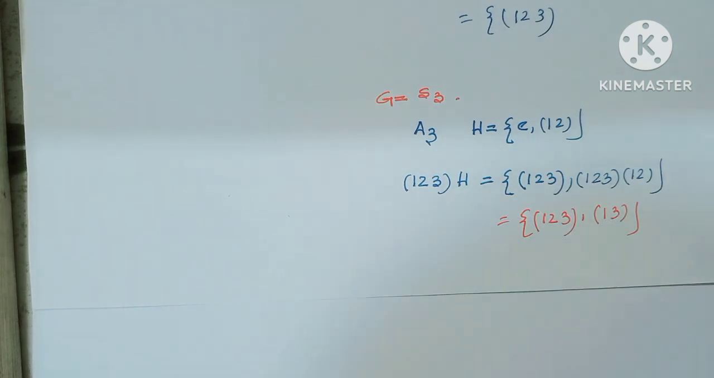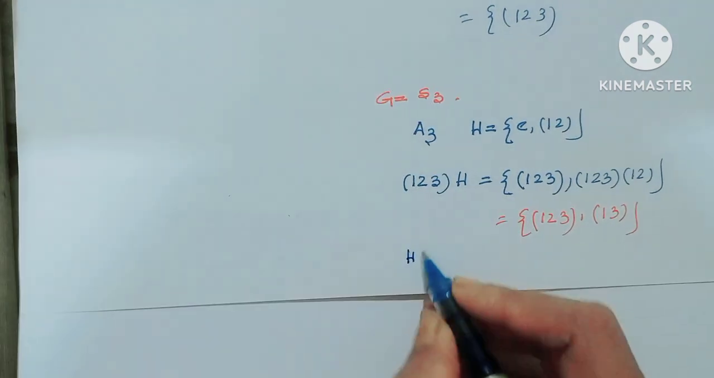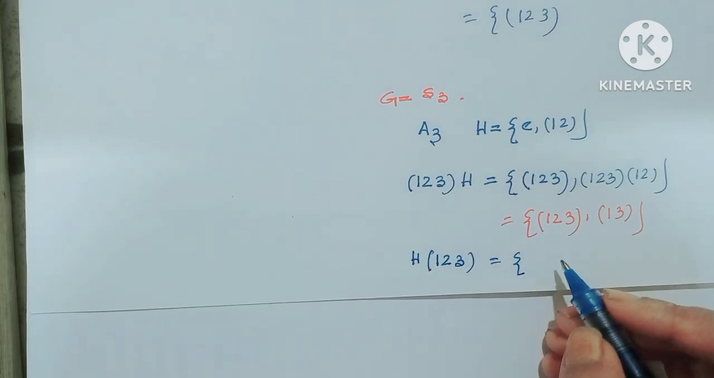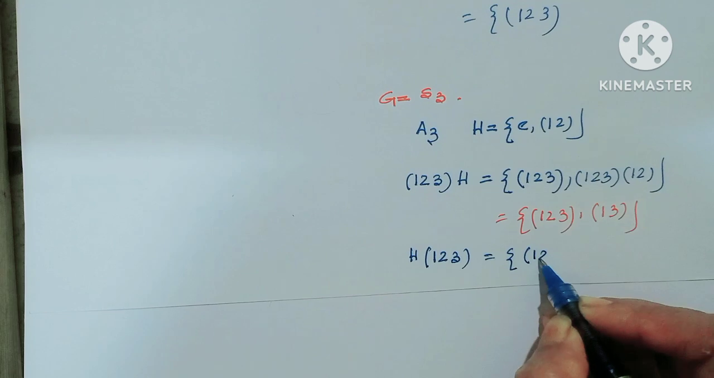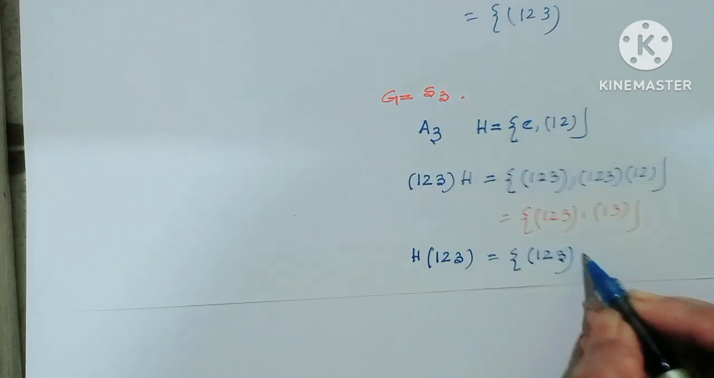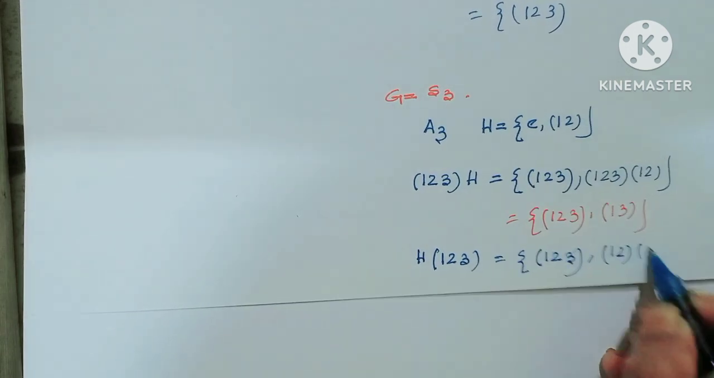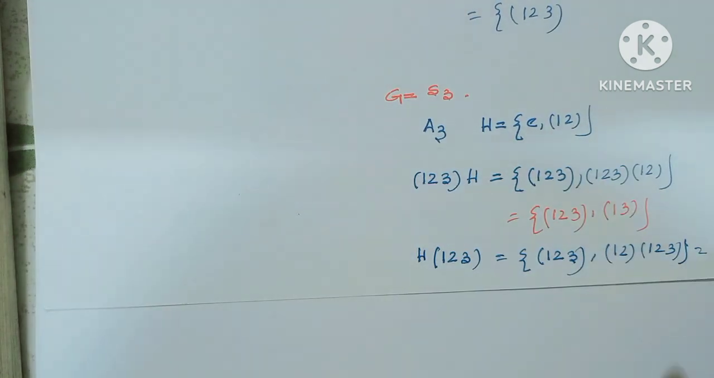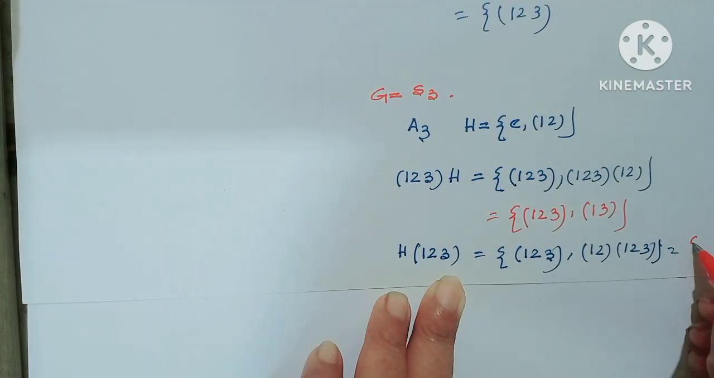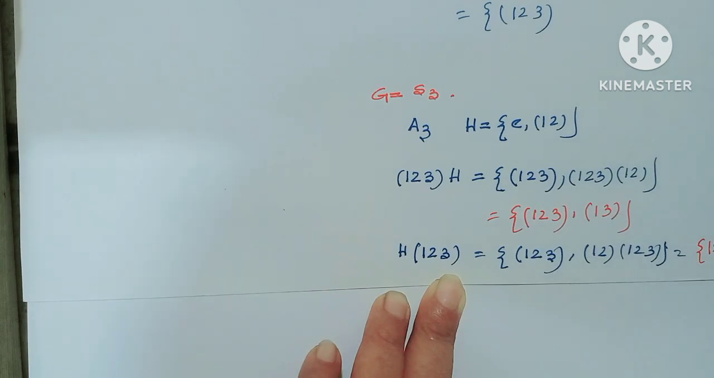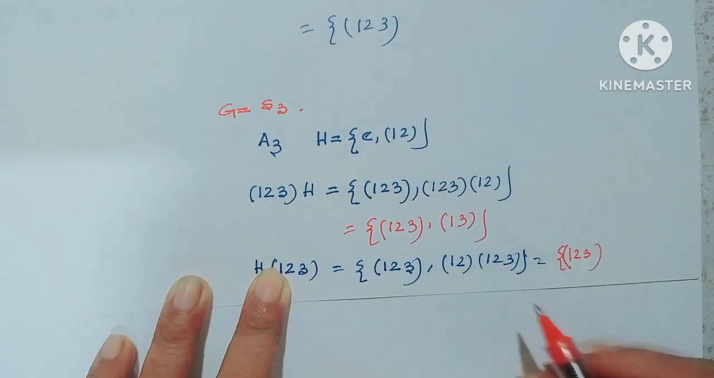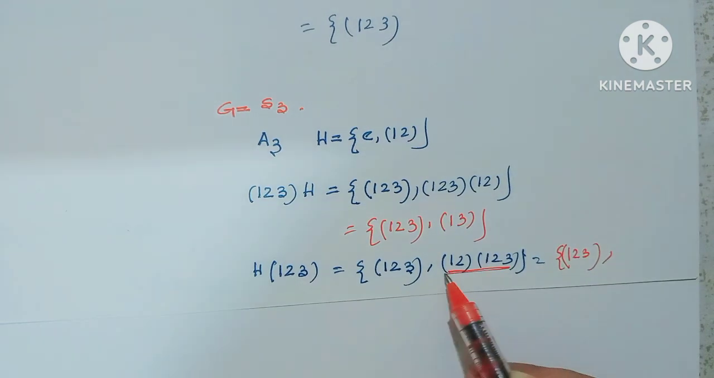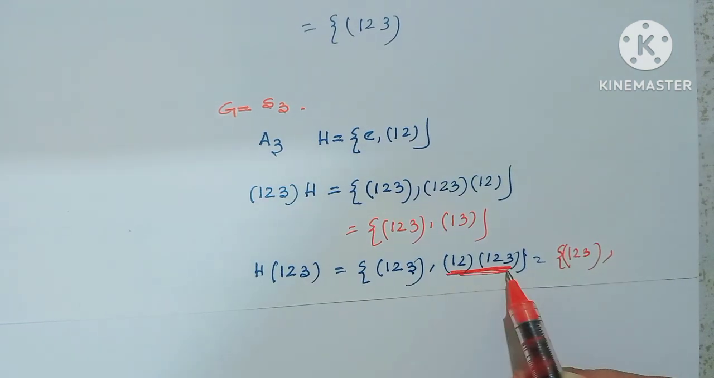Similarly, A is with the permutation (1 2 3), this is equal to (1 2 3), (1 2) with (1 2 3). And this is equal to actually (1 2 3) and (1 2) with (1 2 3).